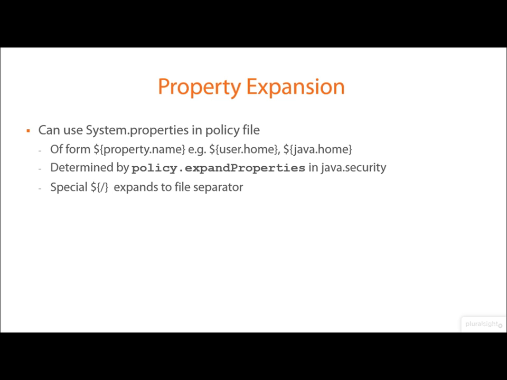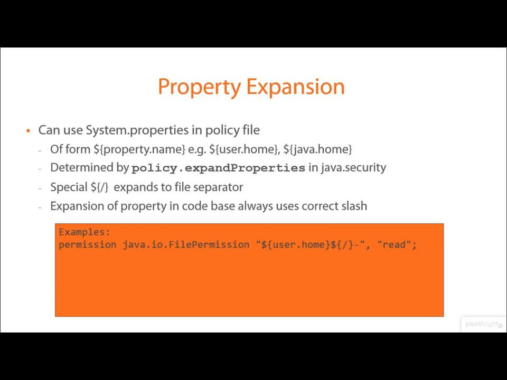And that must be set to true, which is the default value, to allow the policy file to expand its properties. There's also a special property, ${/} that expands to the file separator on whatever system we're running on. So for Windows, it would be the backslash, and for Unix-based systems, it would be the forward slash. That allows us to write somewhat platform-agnostic policy files.